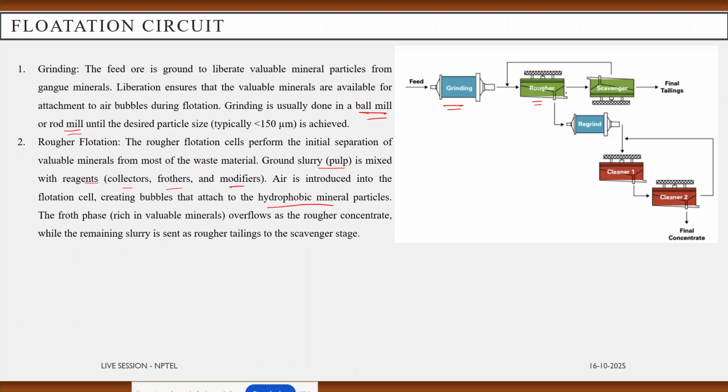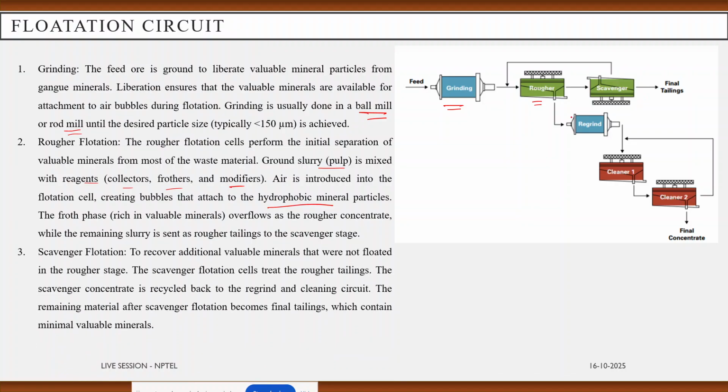overflows as the rougher concentrate to the scavenger cell, and the remaining rougher tailings go to the scavenger stage. The froth phase overflows as the rougher concentrate, while the remaining slurry is sent as the rougher tailings to the scavenger stage.